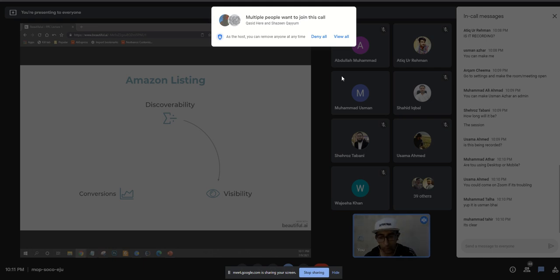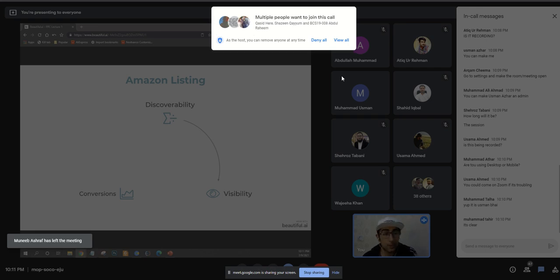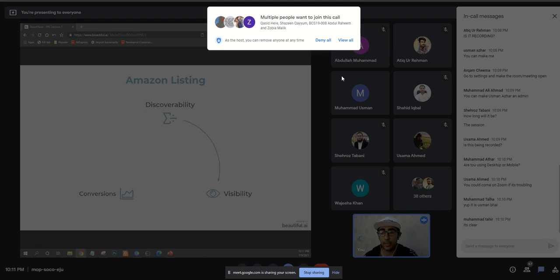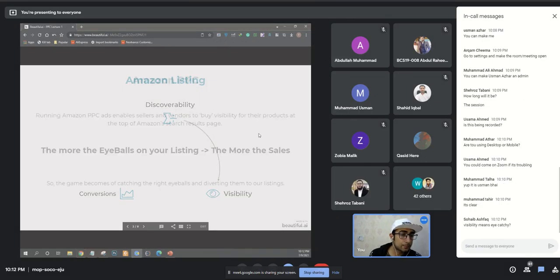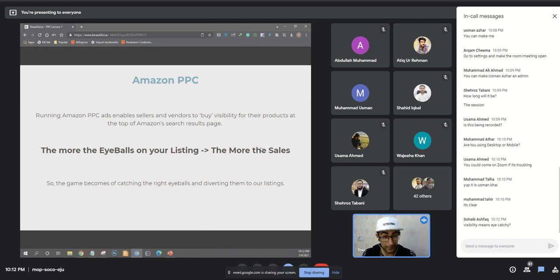And then if you are able to get good copy and good images and tell a good story and sell the product in a good manner, then you will have conversion. So the first thing is discoverability, second is visibility, and then it comes to conversions as well. So this is what Amazon PPC is.